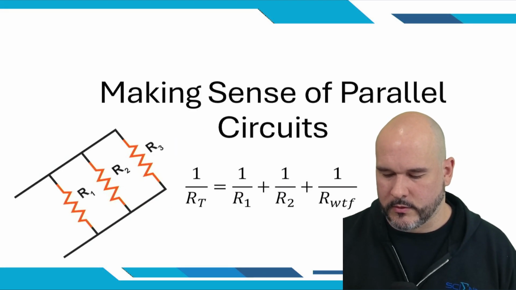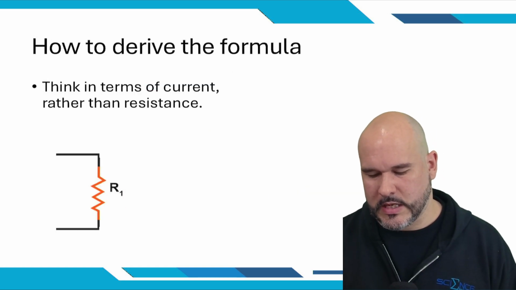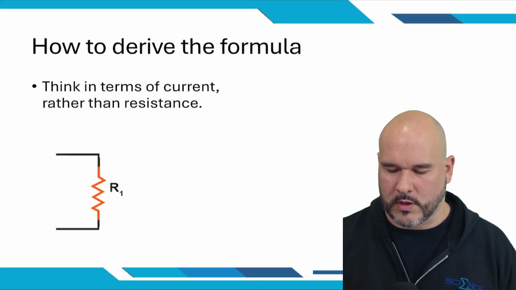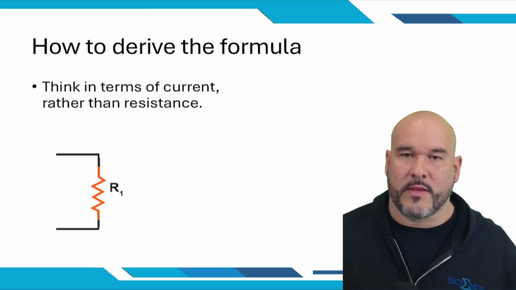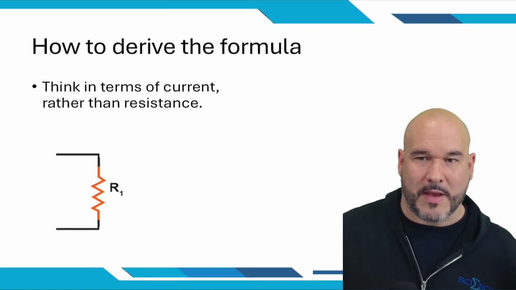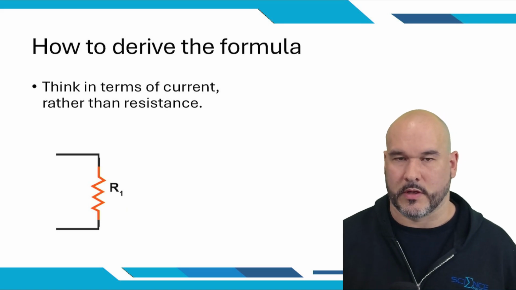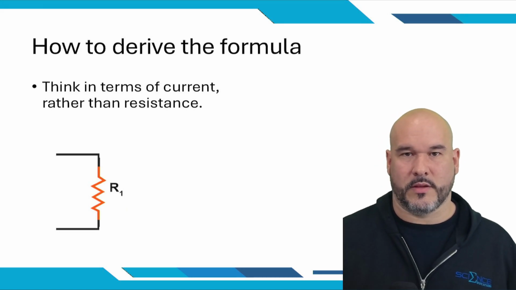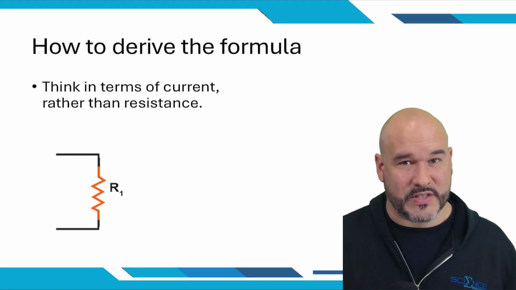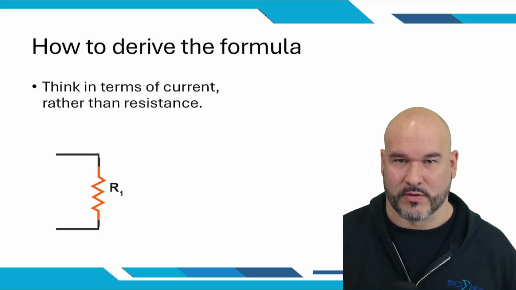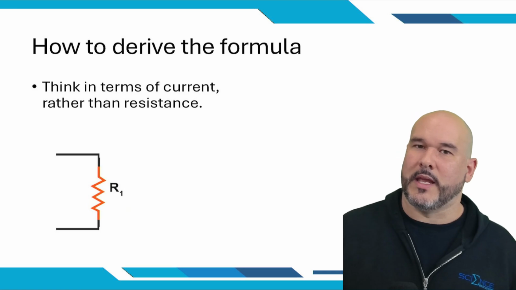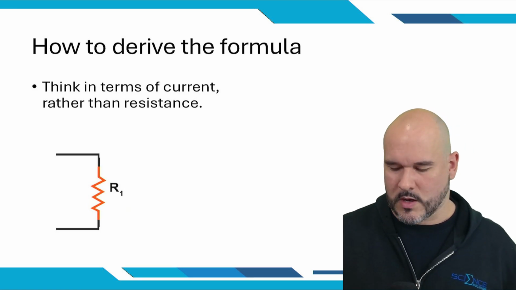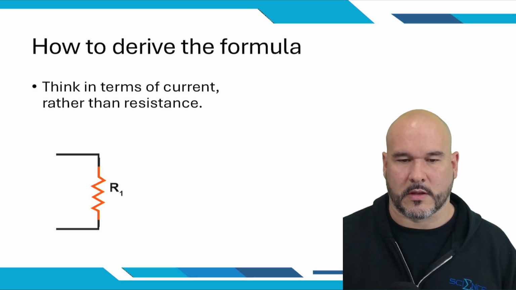All right, so let's go through it. I don't want to go backwards, I want to go forwards. Here we go. How to derive the formula. Most importantly, you've got to get out of the mindset of thinking, hey, I'm adding resistors in a parallel circuit. I don't want you to think about the resistance in terms of resistance. I want you to think about what happens to current, and then we're going to translate that to resistance. Again, you'll see what I mean as we go through the next few slides.